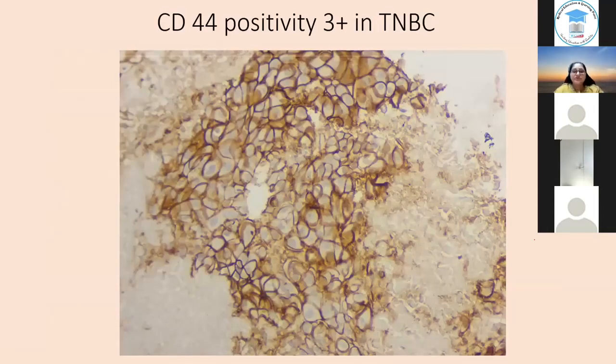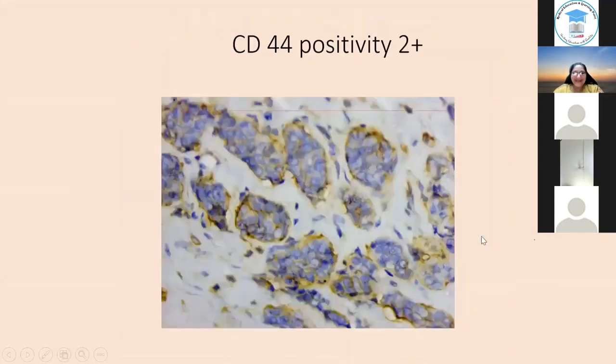So this is a beautiful picture. This picture is very close to my heart, and you can see a very crisp, very nice membranous staining. The cell outline is very, very clearly visible in this. And this is 3 plus positivity for CD44 in TNBC. And I would also like to show you 2 plus positivity as well. So this is a 2 plus positivity.